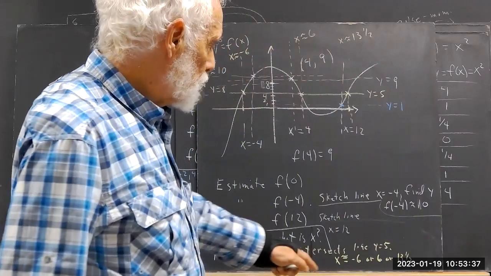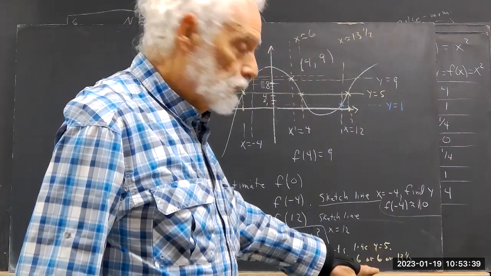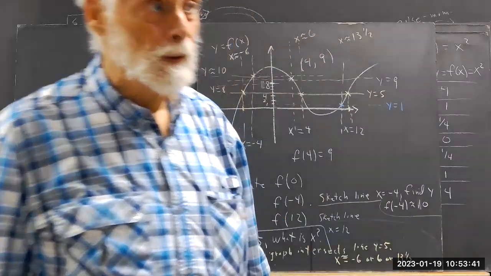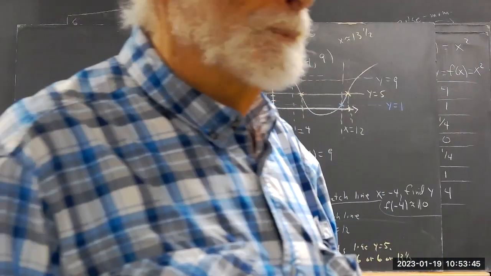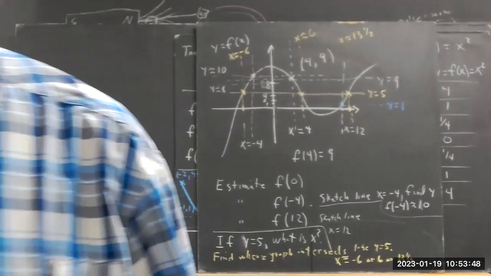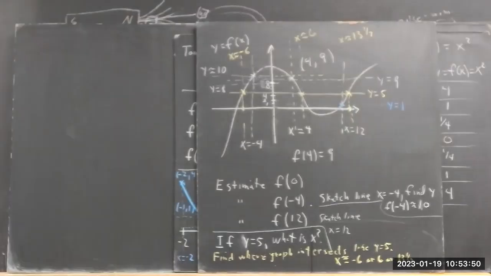My estimate is x is about -6, or 6, or 13.5. 3 answers. And that comes, had a really good question. How do you find x when you know y? Okay.